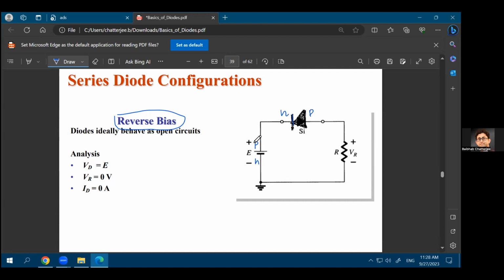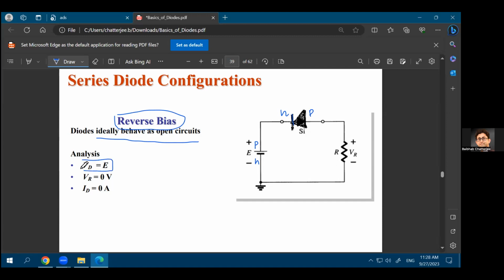As you see, the positive terminal of the battery is connected to the N terminal of the diode, and the negative terminal of the battery through the resistance is connected to the P terminal of the diode. So this is reverse bias. Now, if it is reverse bias, the diode will ideally be an open circuit, which means all the voltage drop will happen across the diode.